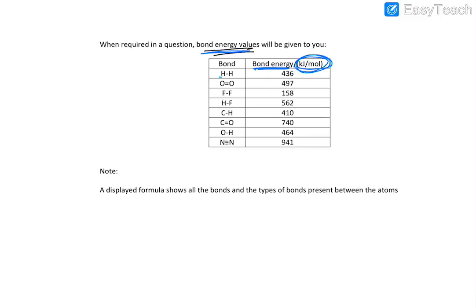And when you look at this, this is a single dash. So this is a single bond. Wherever you see a single dash, it means a single bond. These are all single bonds. Whenever you see a double dash, this means a double bond. So here you have double bonds. And if you see a triple dash, it means that it is a triple bond.